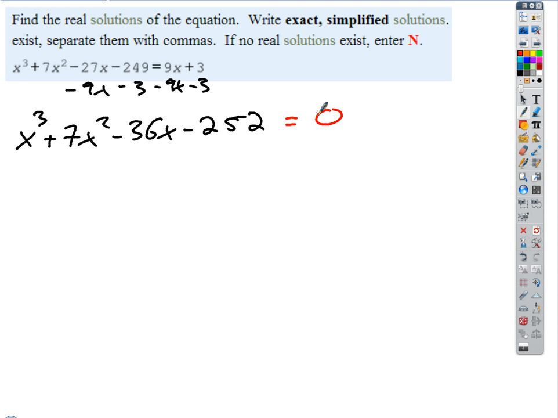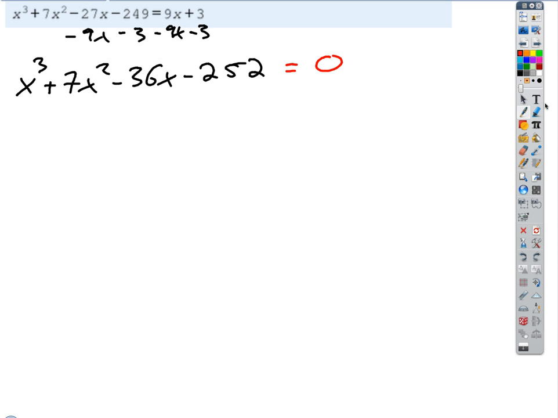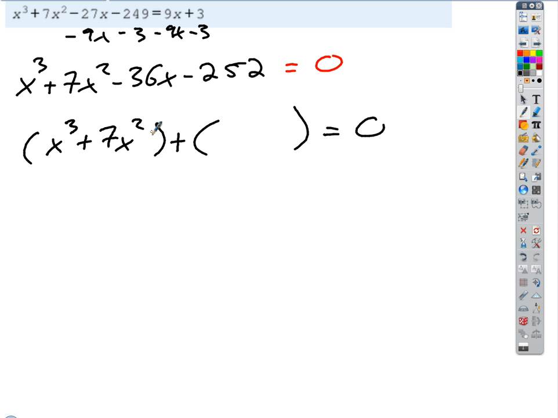What's my strategy for 4 terms? Remember? Grouping, yeah. With 4 terms, we're going to group it into 2 groups of 2 terms each, and then we'll factor by grouping. So our first group is just going to be the first 2 terms, so x cubed plus 7x squared. The second group will be the second 2 terms, so negative 36x minus 252. Okay, what do we do? What's the next step?